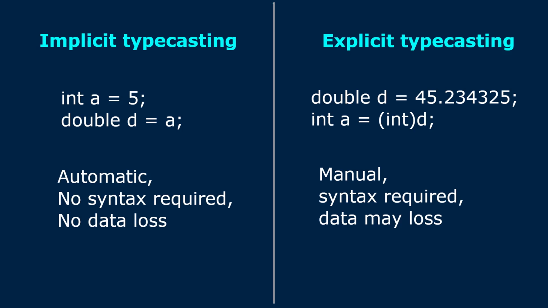We can do typecasting in two ways. The first one is implicit, which happens automatically and it will be taken care of by the compiler. The second one is explicit, which is manual. We need to add syntax to perform this typecasting. In the explicit typecasting, there may be some data loss, so we need to use it consciously.